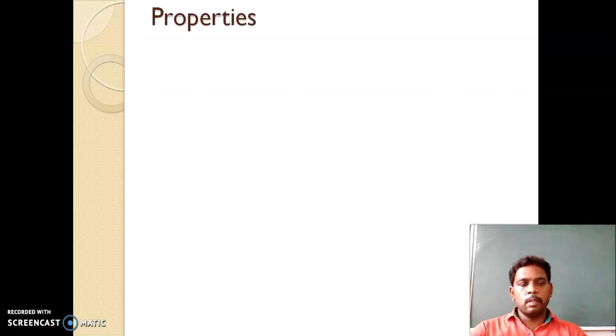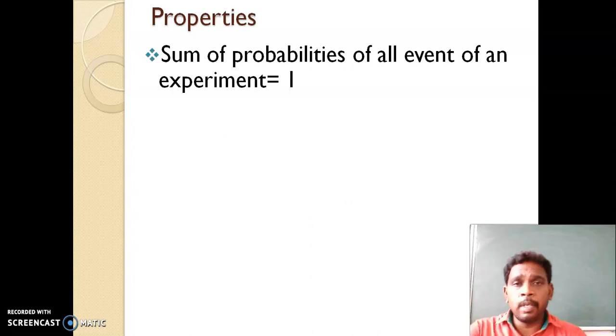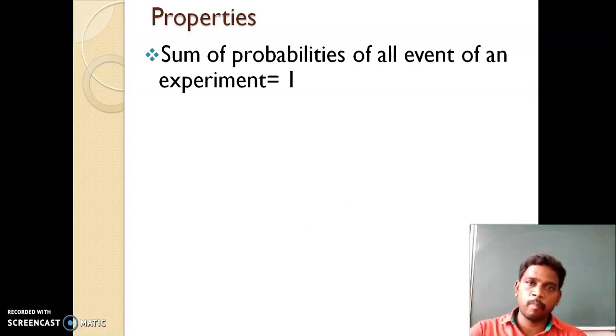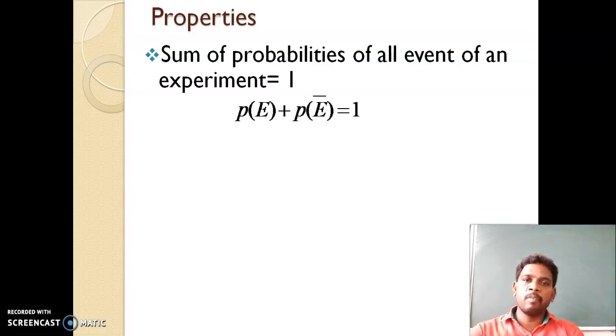Next, properties. So three important properties are available in probability. The first is that the sum of the probabilities of all events of an experiment is 1. For example, while you are tossing a coin, the probability of getting head is 1 by 2, the probability of getting tail is also 1 by 2. If you add these two we'll get 1. Similarly, when rolling a die, the probability of getting the number 1 is 1 by 6, the probability of getting the number 2 is 1 by 6, and similarly the probability of number 6 is 1 by 6, and if you add everything you get 1 only. So that comes under the formula P of E plus P of E bar equal to 1. E bar is nothing but the complement of E, the opposite set of E, okay.